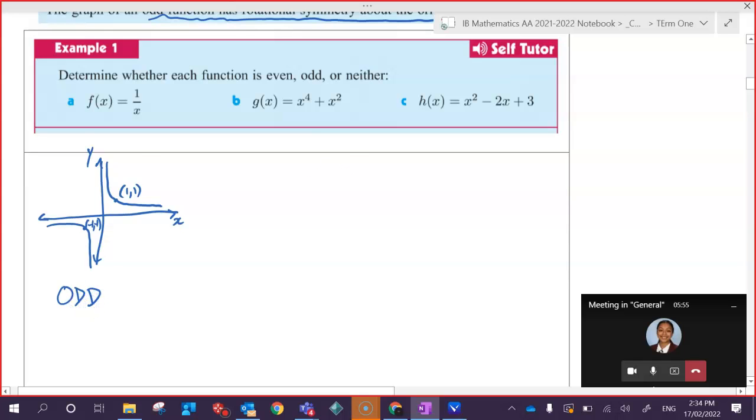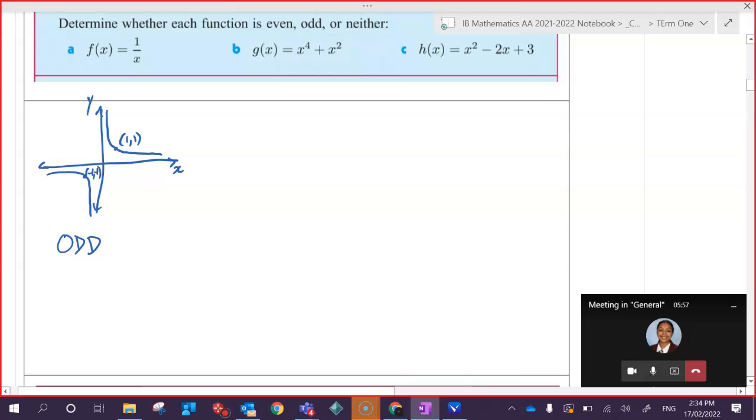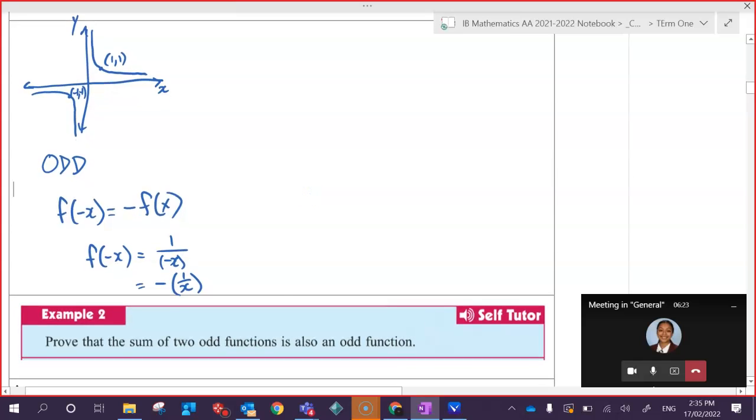If I rotate it. What's the other way to check? So I can check it by symmetry. What was the algebraic way? f of negative x is equal to the negative of f of x. Well, let's have a look at f of negative x. f of negative x equals 1 over negative x. Could I rewrite that as negative 1 over x? Yes, I could, which is negative f of x. So it meets the algebraic condition as well.